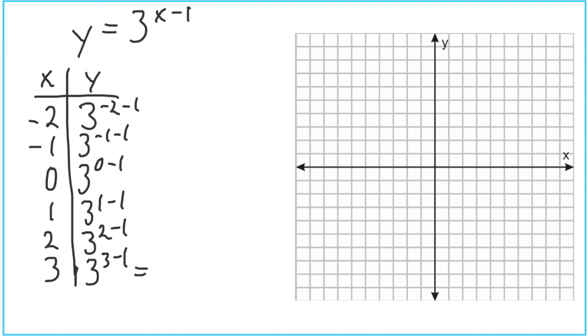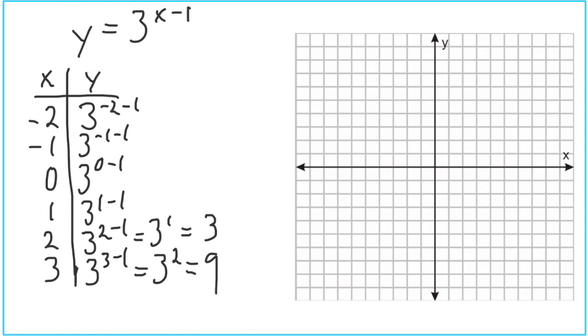Instead, I'm going to start at the bottom because I think this will be easier for me to figure out. So 3 minus 1 is 2. So this is just 3 squared. That's just 9. And then 2 minus 1, that's 3 to the first. And hopefully you know that anything to the first power is itself.